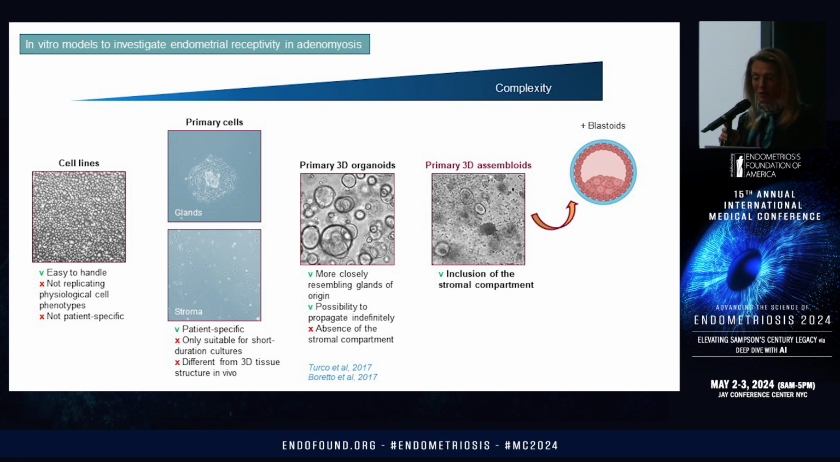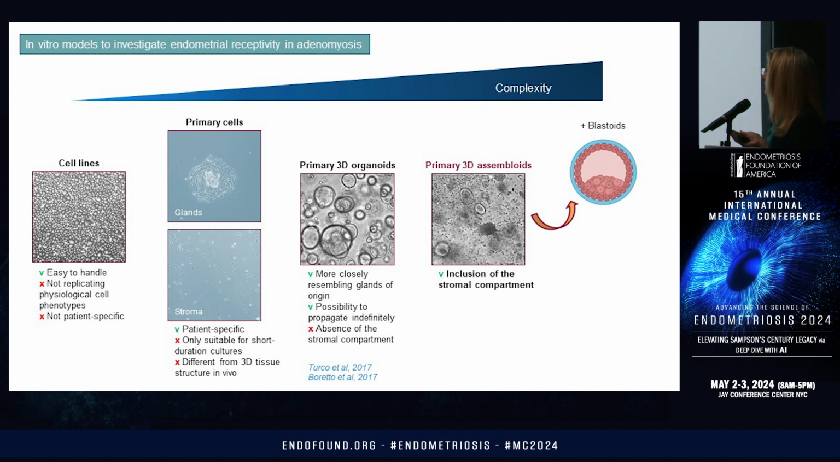If we go ahead in complexity, primary cells, you can see them here, can be patient-specific because it's a culture coming from a biopsy, an endometrial biopsy from a patient. But they are only suitable for short-term duration of the culture, and of course, they do not replicate the 3D in vivo architecture we have in patients. So nowadays, it's a hot topic when we speak about organoids.